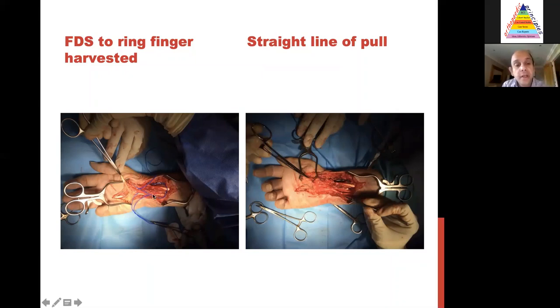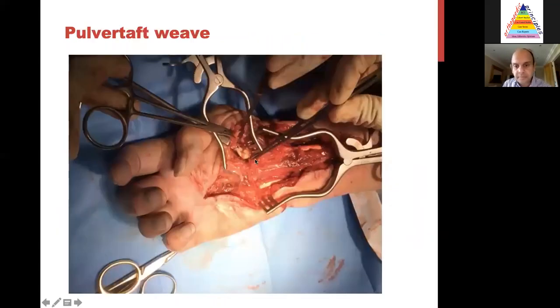And we want tendons to have a straight line of pull. So if you now compare this slide with my artery forceps, that's the tendon, and you can see it's a straight line of pull. There's no bend here. So throughout the length of FDS, you have to release all the adhesions so that muscle and tendon are in a straight line. So that is what you mean by straight line of pull. And then once you've done that, I've done a Pulvertaft weave.